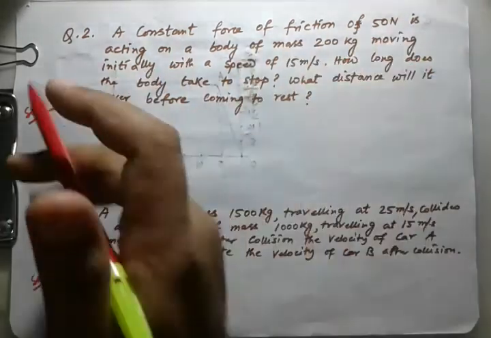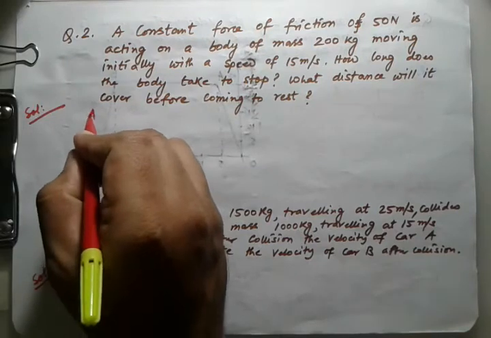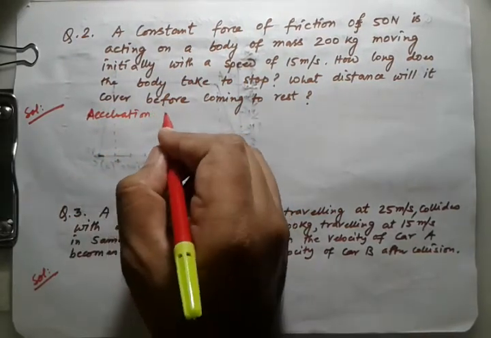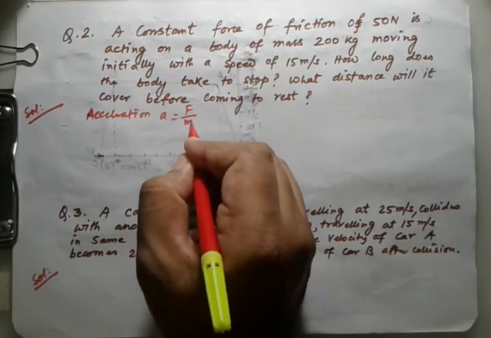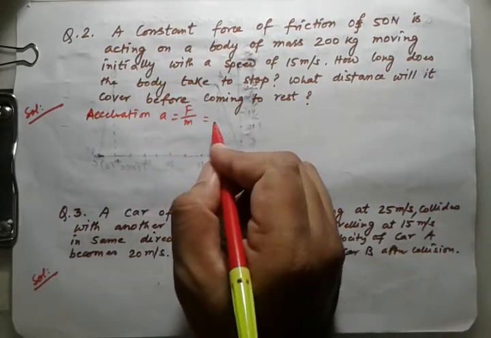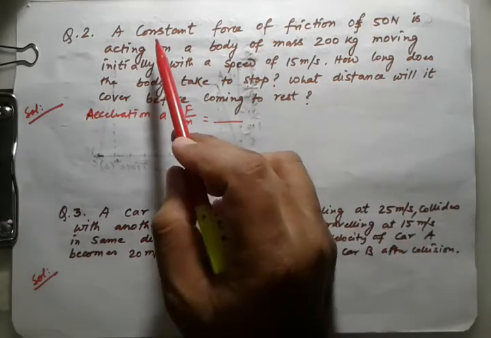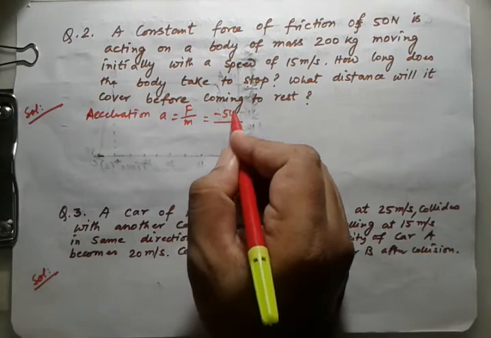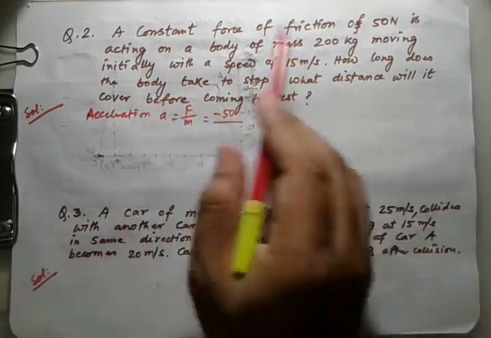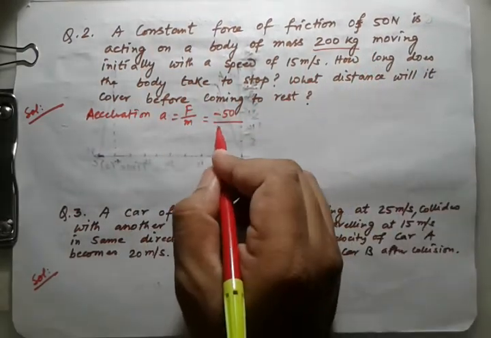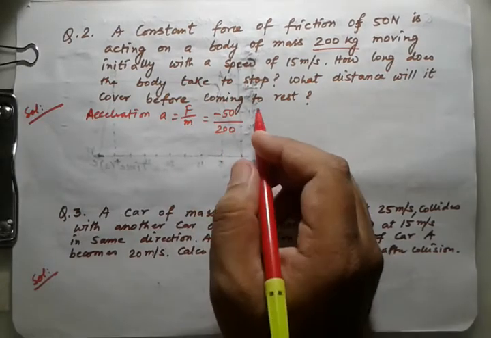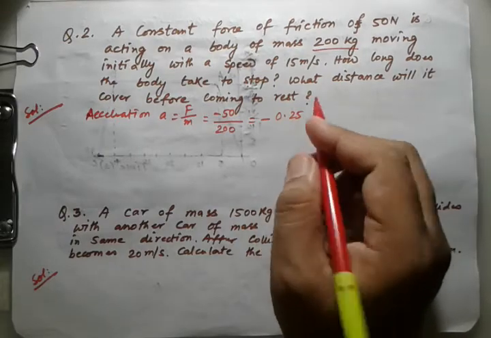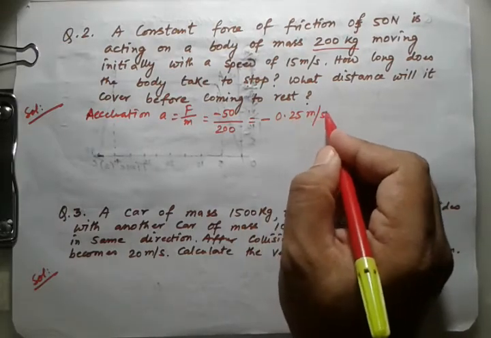So first you have to find out the acceleration from here. Acceleration a is equal to F by m. F, you can see, is a friction force. Friction force will always work in the opposite direction, so you can write minus 50. And m is given here, 200 kg. So 200. Then you'll get minus 0.25 meter per second square.